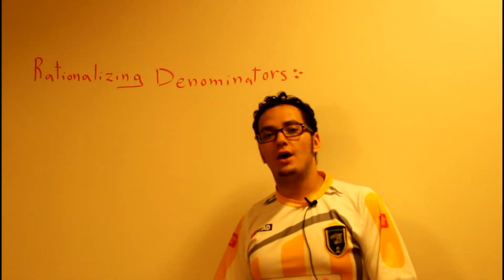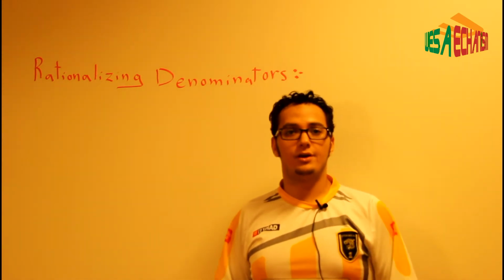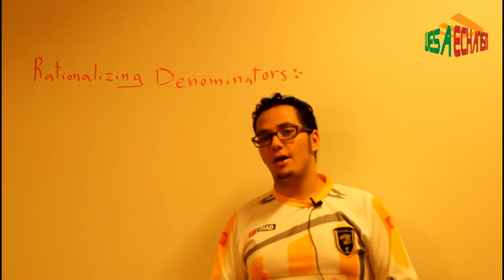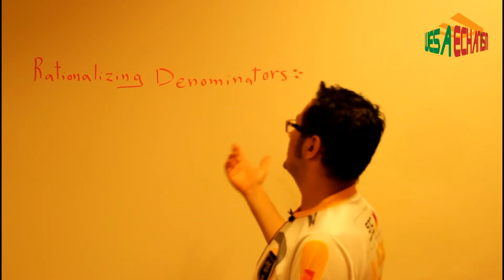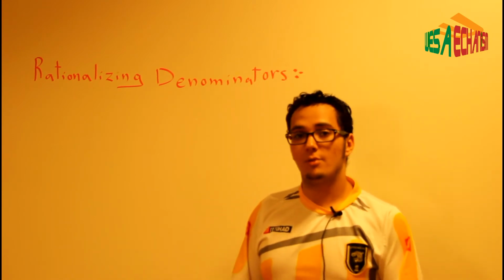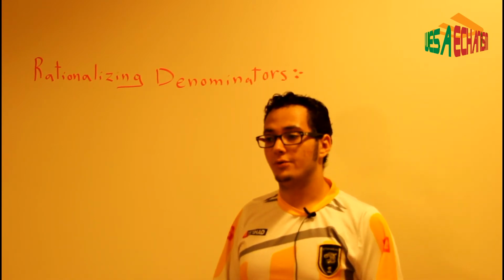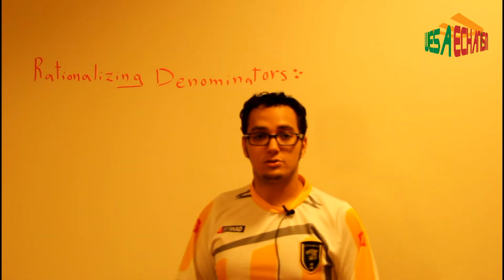Hi everyone, today I'll be explaining a very basic theory in algebra, which is one of the math classes. This theory is about rationalizing denominators. It is very important to rationalize your denominator when you come up with a final answer after simplifying or after solving a problem.